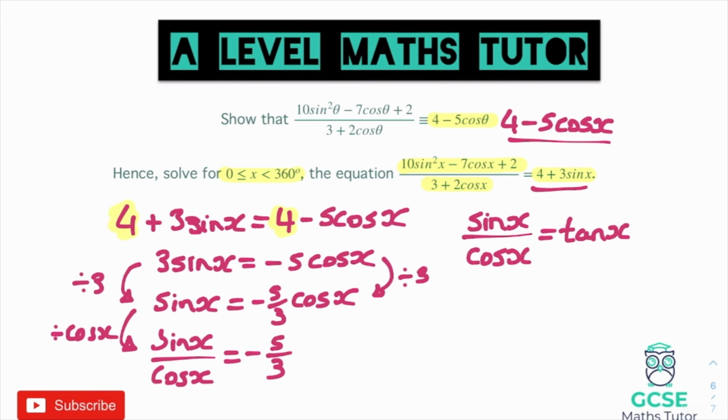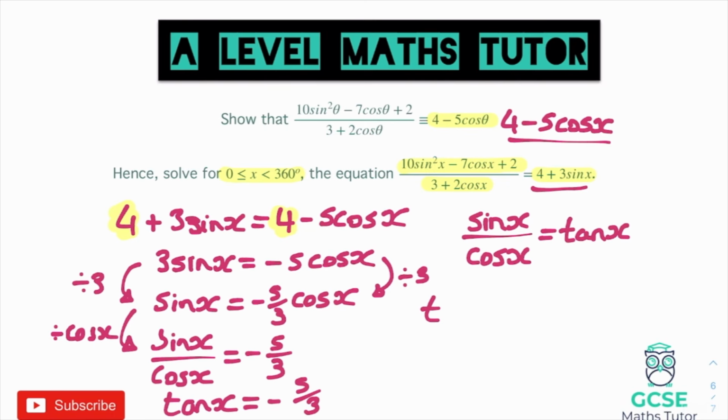There we go. And of course, sin x over cos x is equal to tan x. So we could just rewrite this that tan x is equal to minus 5 over 3. So that's going to be very important there, because now we're in a position where we can solve it. So at this point, we can do the inverse of tan and get our solution.